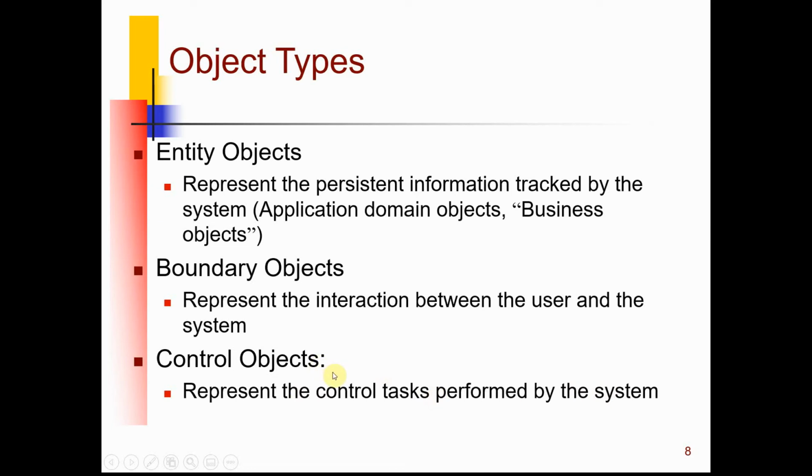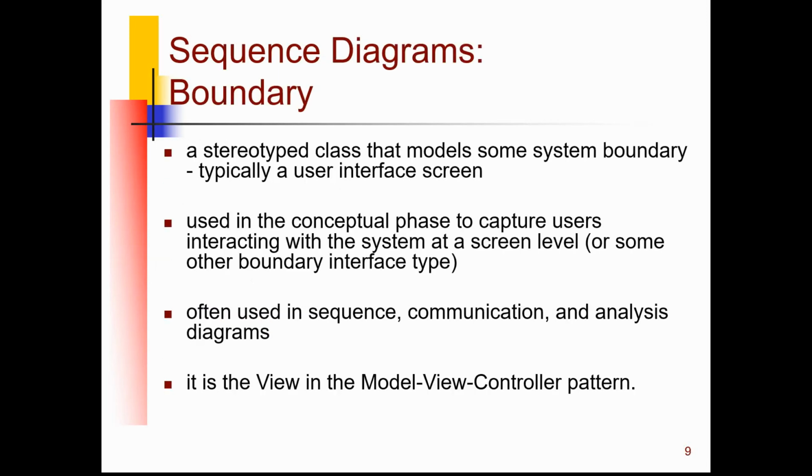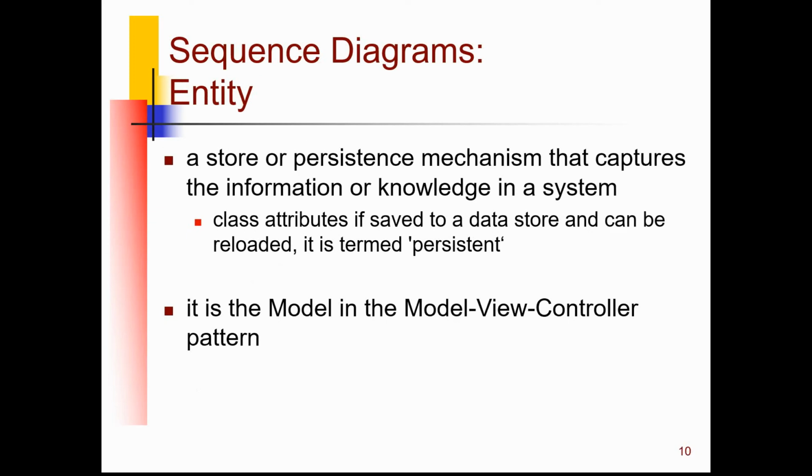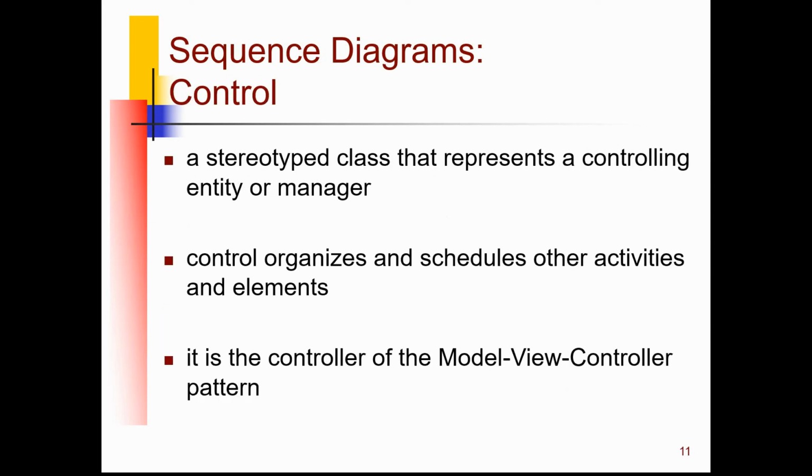You can think of the control object like your nervous system, like your brain, used to coordinate the entity and the boundary and with the actors. So this shows the differences of boundary, entity, and the control object in detail. And we'll skip this because we already seen them in two examples.